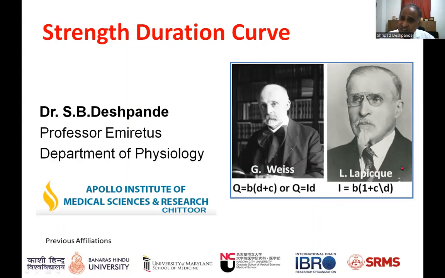Then in 1907, this French neurologist, Lapicque, gave an understanding for this strength duration curve. Lapicque's equation is I, the current, is equal to B multiplied by 1 plus C by D. B is the rheobase, C is the chronaxie, D is the duration. Now, the concept generated by Weiss was linear, and this was rather different, giving a sort of a C-shaped curve. That is what they are.